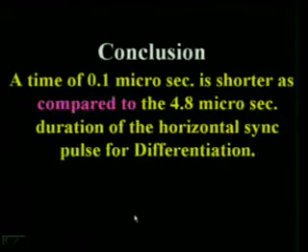So, this is the condition for differentiation, and your time constant is meeting the requirement. So, this conclusion is meant for whether the RC filter meant for differentiation will differentiate the pulse or not. So, it is differentiating.